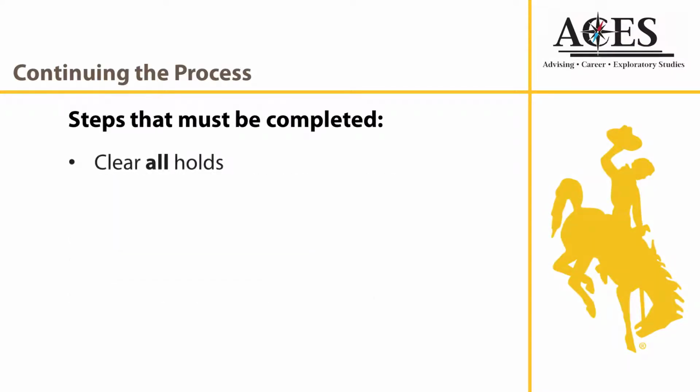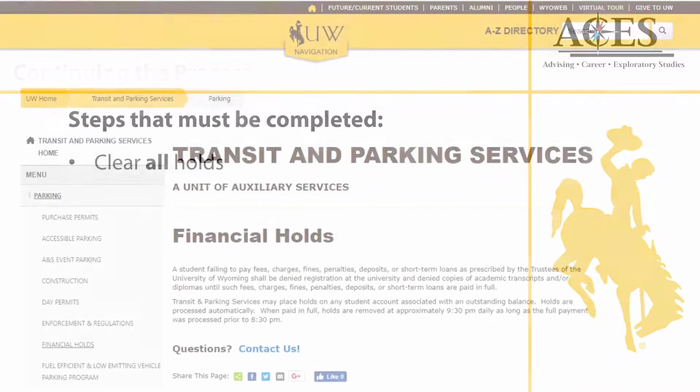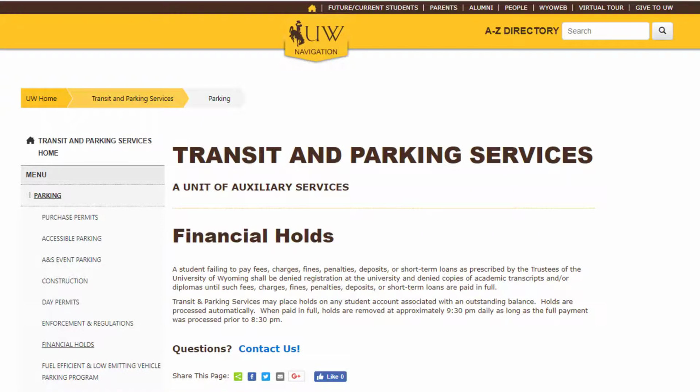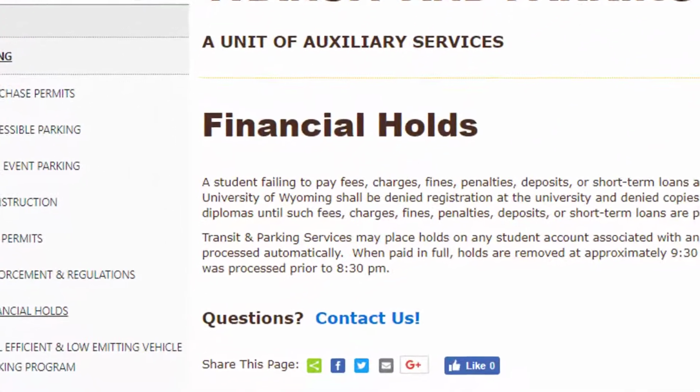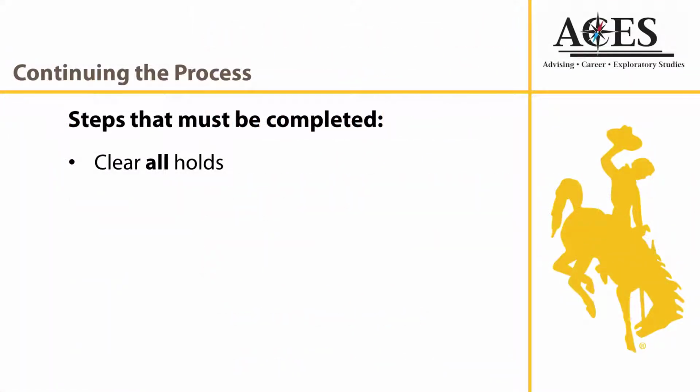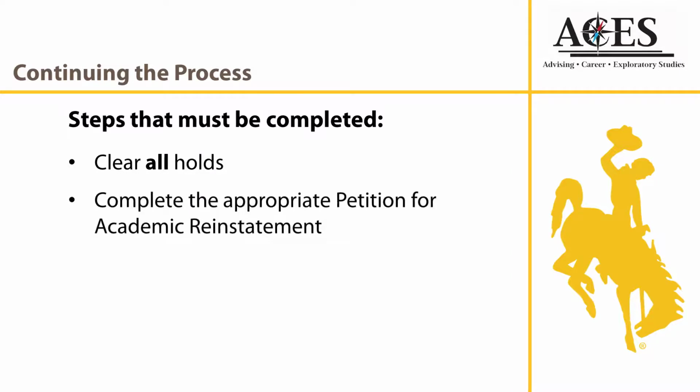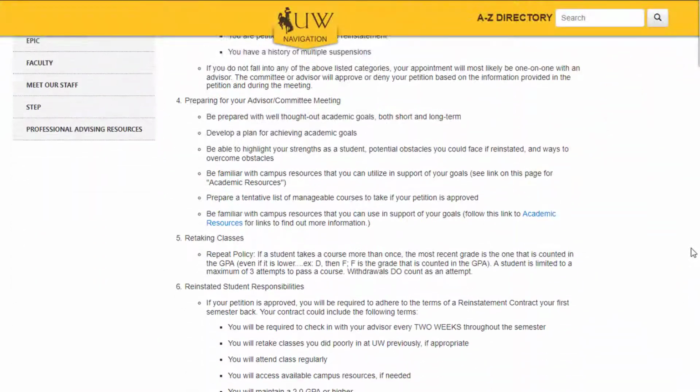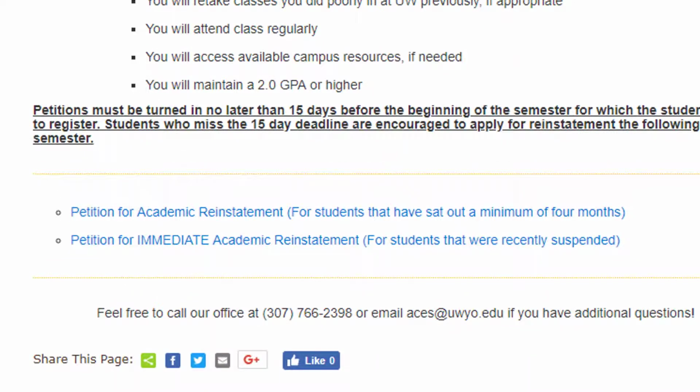Now for the steps everyone needs to follow. Clear up any holds on your UW account. This includes all holds, including parking and transit holds. You will not be considered for reinstatement until all holds are lifted. Complete the petition for academic reinstatement. Follow the links on this webpage to the appropriate petition.